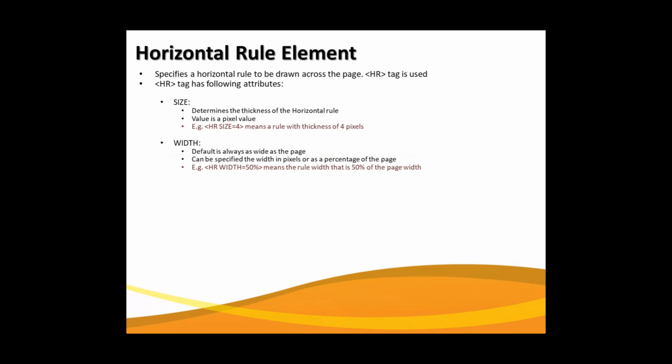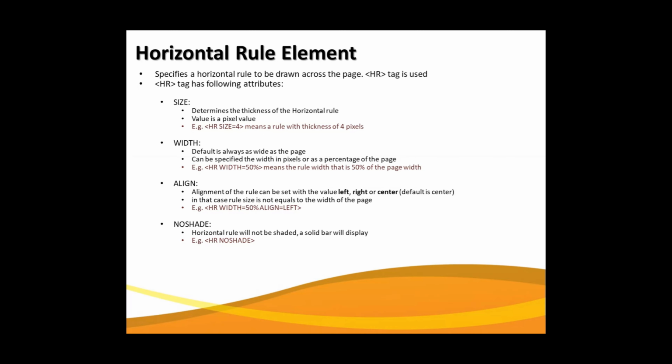To set the width of the horizontal rule, the width attribute is used. Default is as wide as the page. It can be controlled by pixels or percentage. In the example, width is set to 50%. It indicates that the horizontal rule width will be 50% of the page. You can set the alignment of the horizontal rule by using the align attribute. Its value can be left, right or center. Default is center. With no attribute set, the horizontal rule element will show a solid line and it has no value.